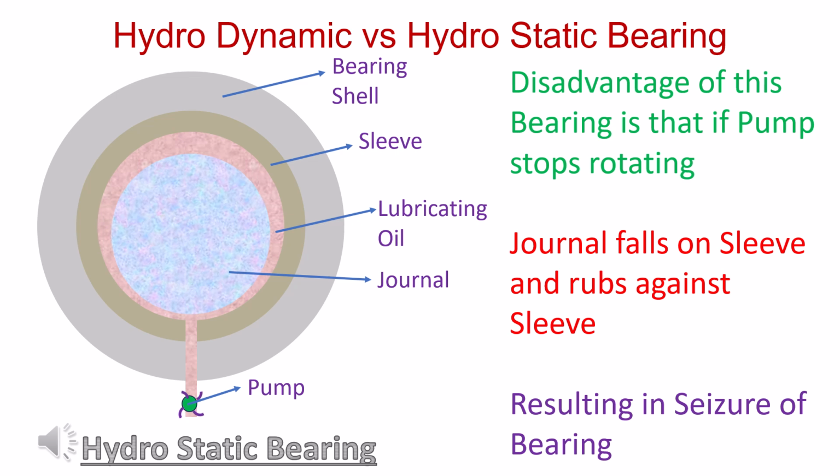Disadvantage of this bearing is that if the pump stops rotating, the journal falls on the sleeve and rubs against the sleeve, resulting in seizure of the bearing.